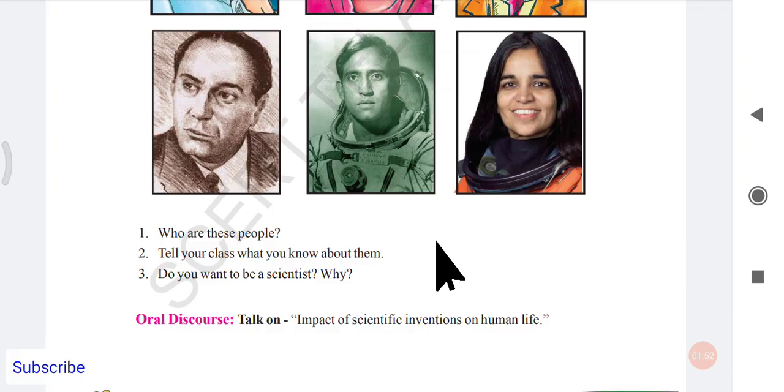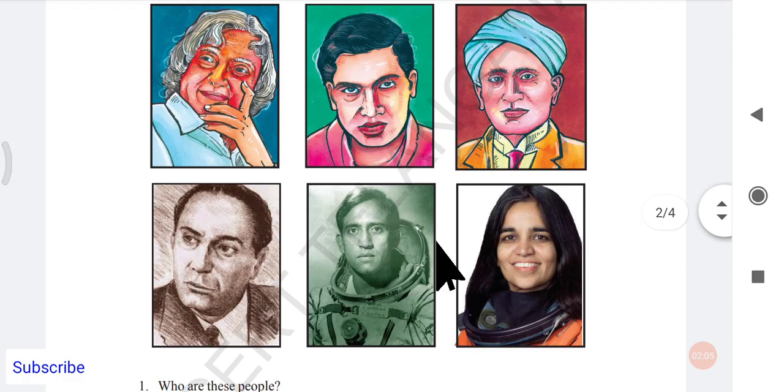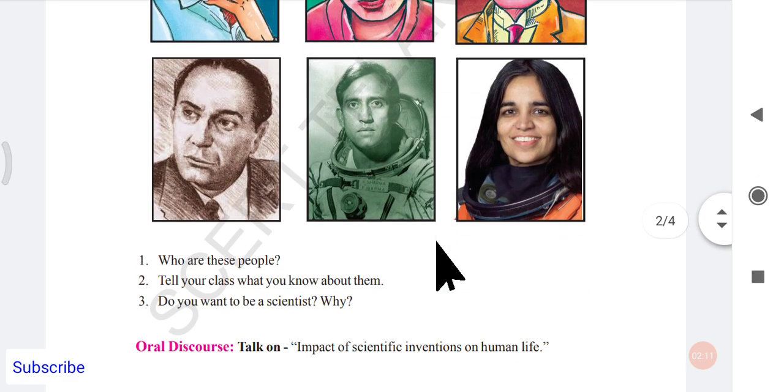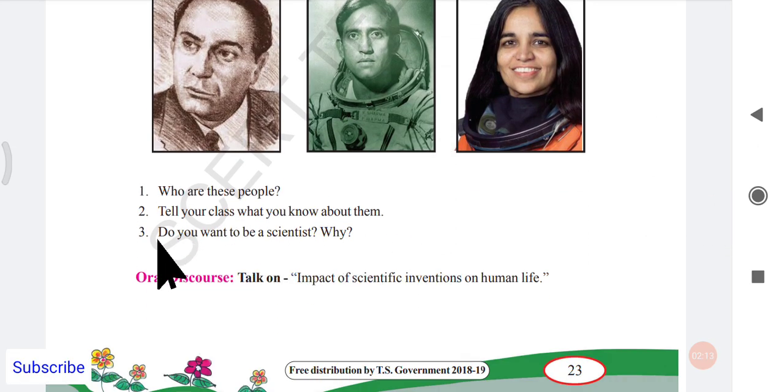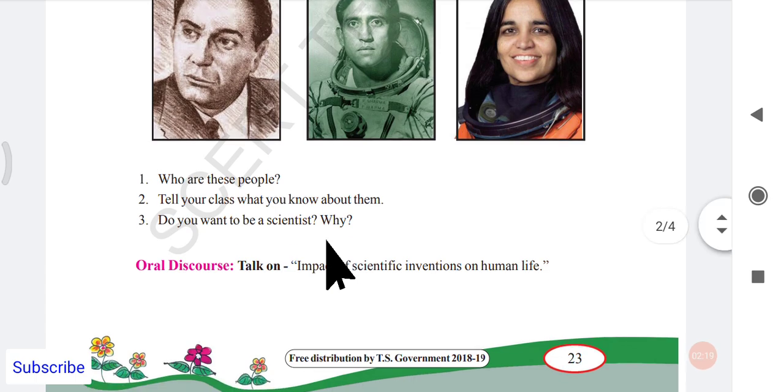So you just go through Google or books or any other sources that you have and know a little bit about them. At least know in which field they have worked hard, which awards they have got, and what their specialization is in their studies. Next, do you want to be a scientist? If you want to be a scientist, why? If not, why? You can answer both questions there.